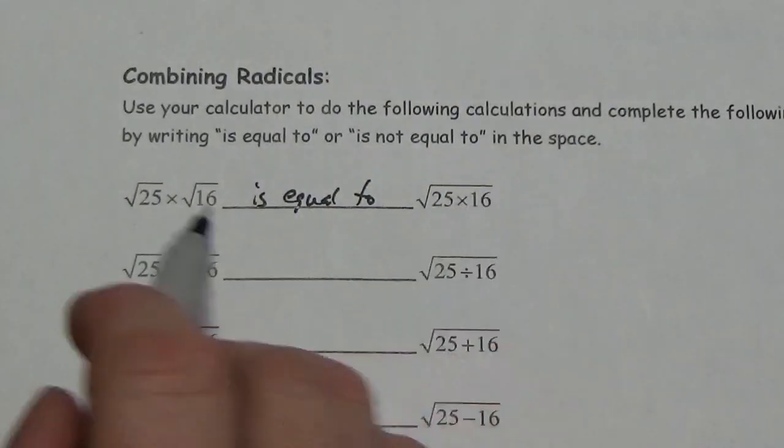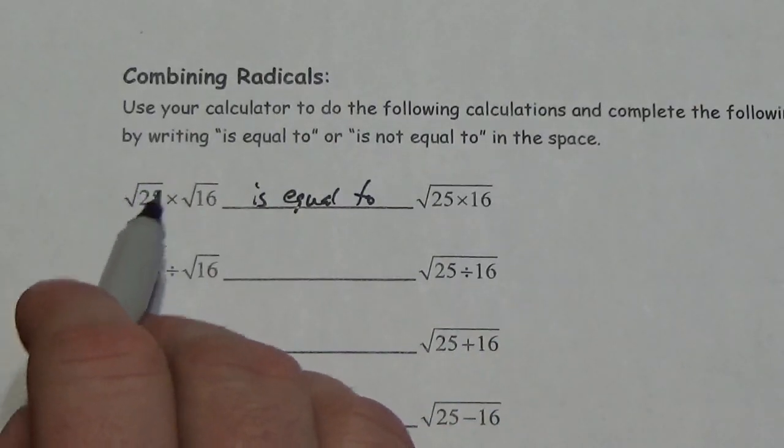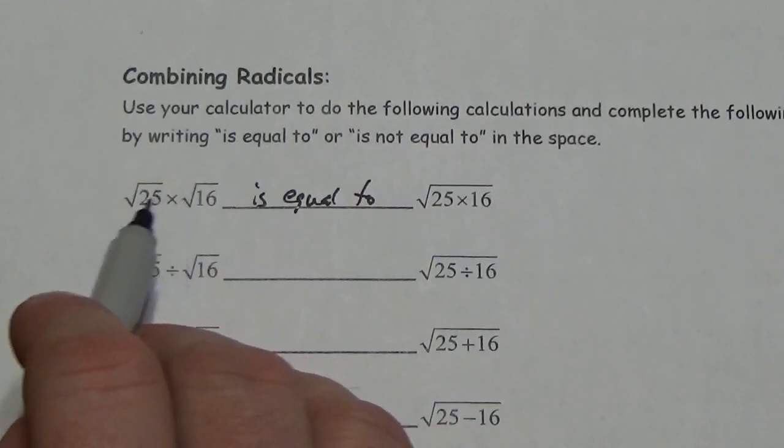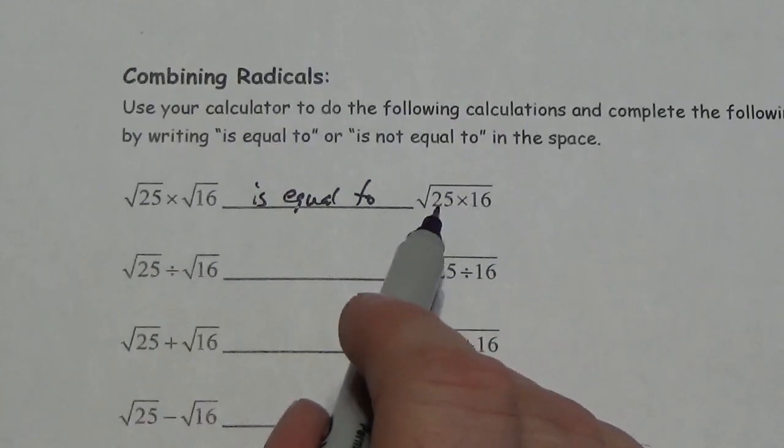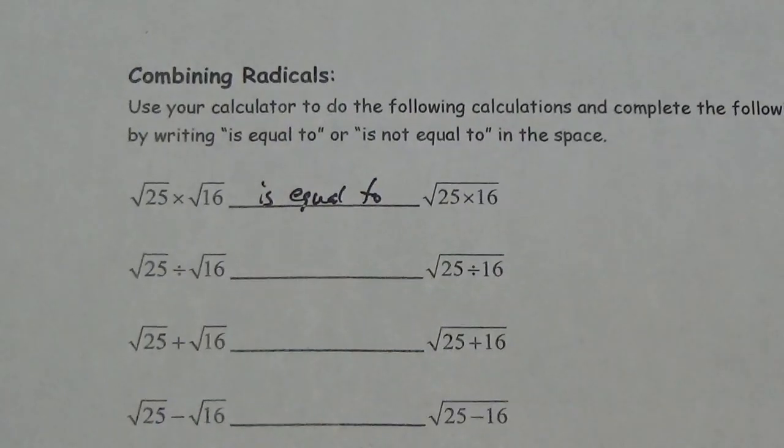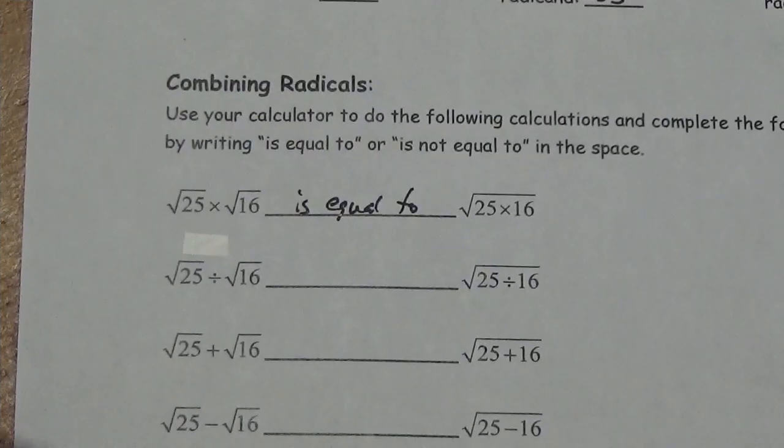root 25 times 16. So I can either take the square root of the two numbers separately and multiply them together, or I can multiply them together and then take the square root. Doesn't change anything. Okay, now let's take a look at this.